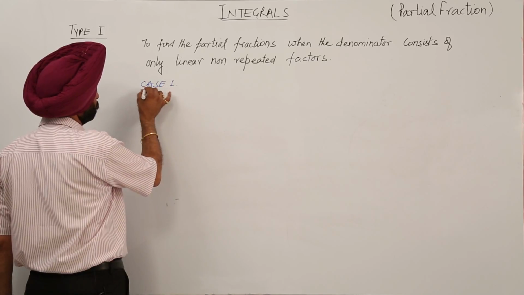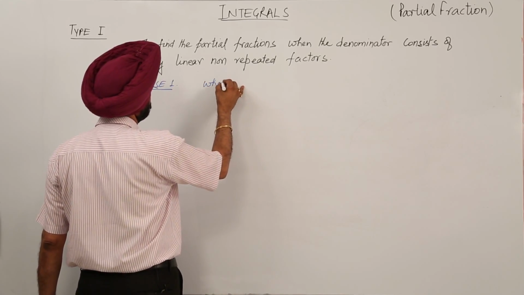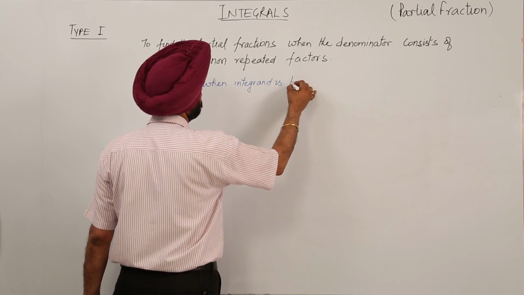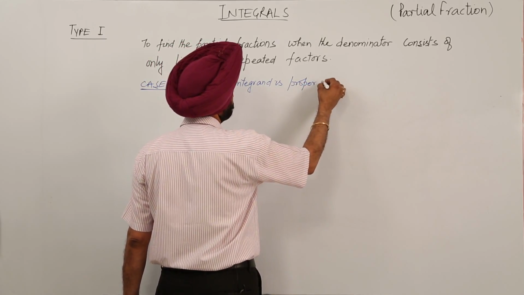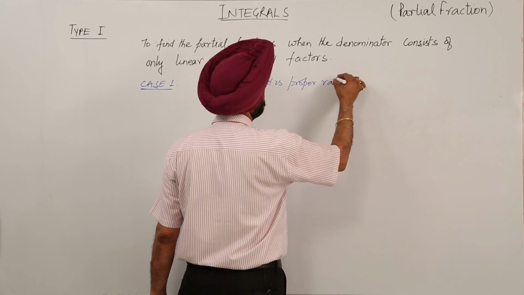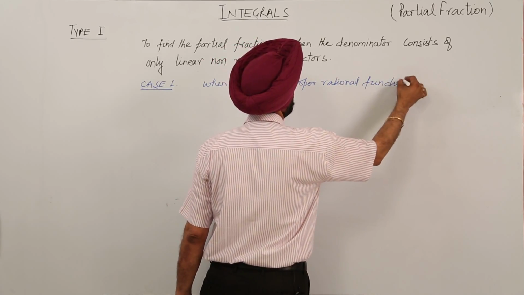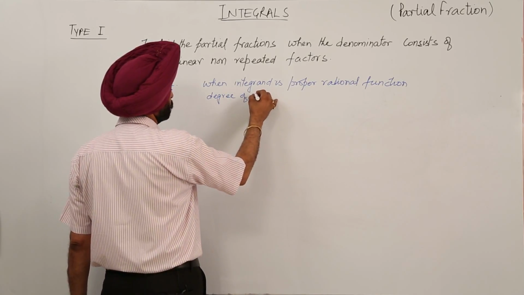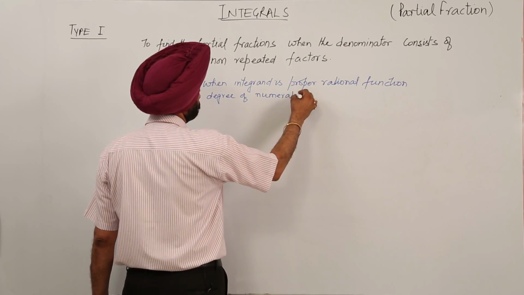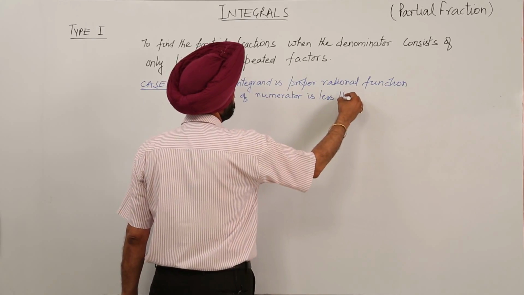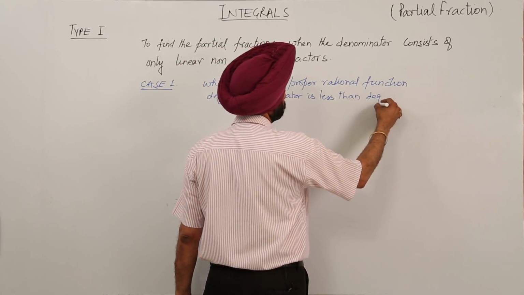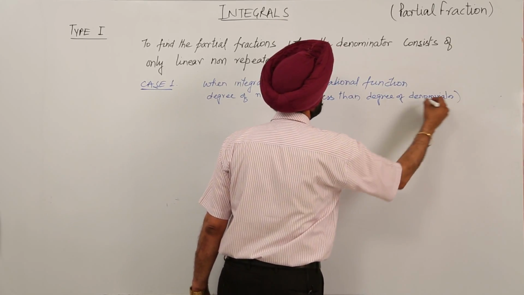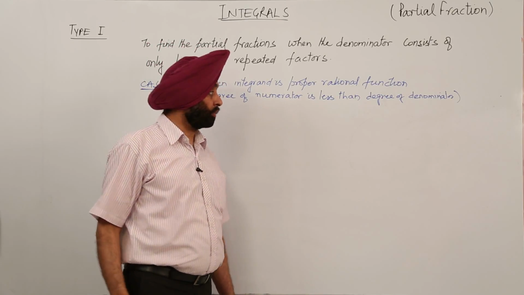Case 1, in this, what we are having: case 1, when the integrand is a proper rational function. What does this mean? The degree of the numerator is less than the degree of the denominator. Now this is case 1, when the integrand is a proper rational function.